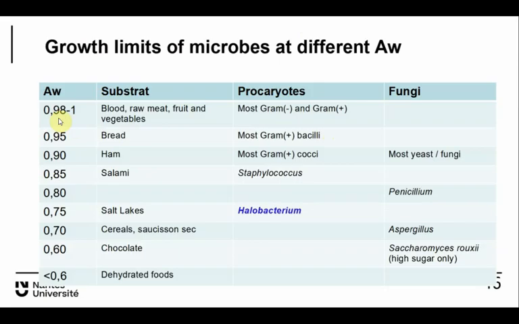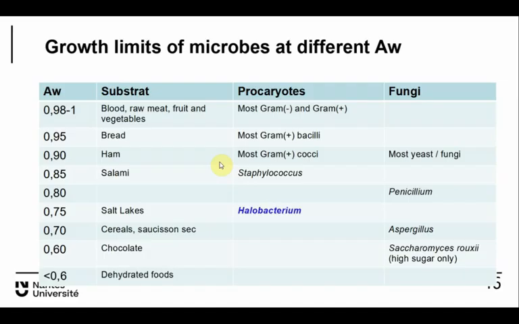Lower than 0.98, most gram-negative bacteria don't grow. Only gram-positives will grow. And most gram-positives can grow down to an activity of water of about 0.95. From 0.95 down to 0.9, most gram-positive cocci can still grow. But lower than that, pretty much only Staphylococcus, halo-tolerant Staphylococcus.